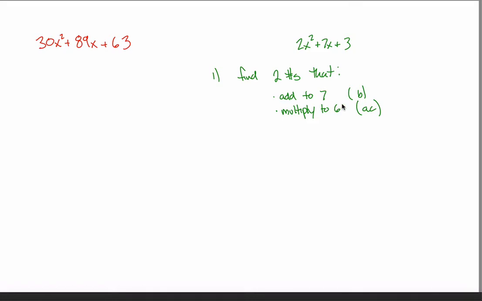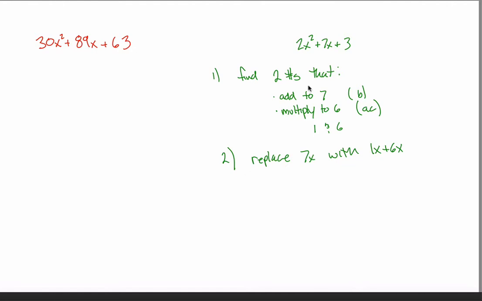It's easier to focus on the multiplication rather than the addition, because lots of different pairs add to 7, but not that many multiply to 6. For 6 it's either 1 and 6 or 2 and 3, right? And 2 and 3 add to 5, so that isn't it. But 1 and 6 add to 7, so the answer to this first step is 1 and 6. But that's not it. That's the answer to just the first step. Then you move on to the second step.